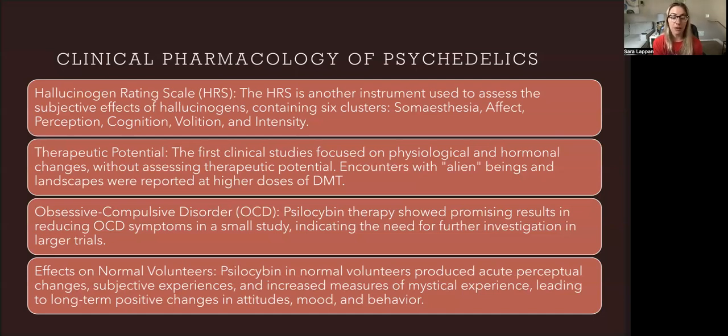So with OCD, psilocybin therapy has had promising results in reducing OCD symptoms in a small study, indicating the need for further investigation and larger trials. That's going to be the theme of the class. More studies, larger studies applying to more people. And then several studies that have been done in New York and Maryland gave psilocybin to normal, quote, normal volunteers, because usually you have to have an indication, meaning there's a diagnosis that the psychedelic is being applied to in terms of a treatment, such as addiction, PTSD, anxiety, depression.